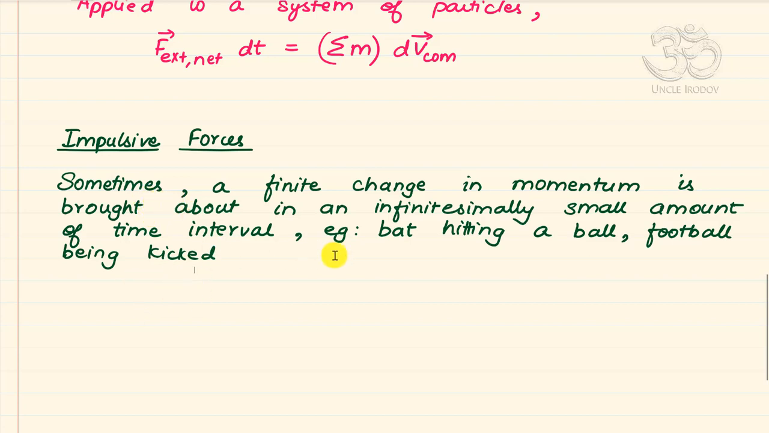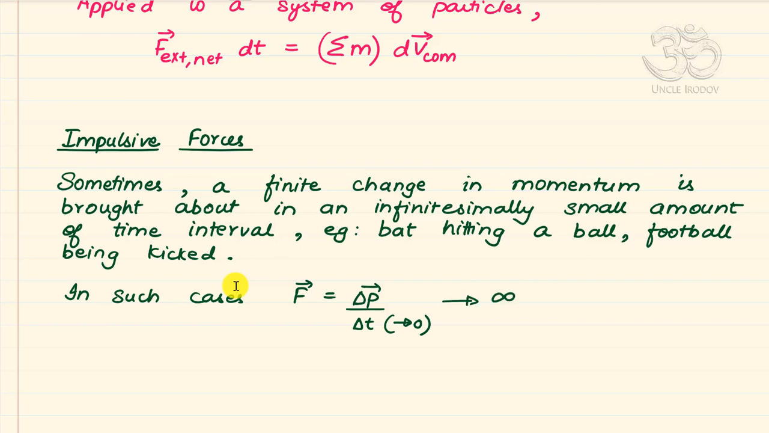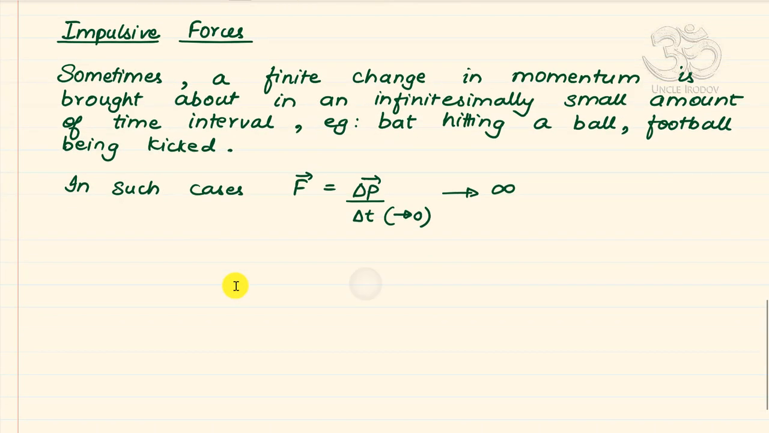So in such cases, F is equal to delta P divided by delta T, where delta T tends to 0, so F usually tends to infinity. So this force, a very large amount of force acting for a very small amount of time, is usually referred to as an impulsive force.